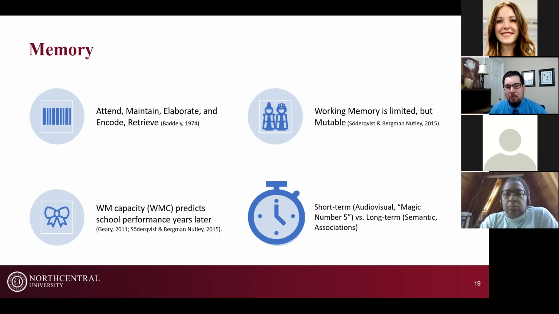Working memory capacity predicts school performance years later. Furthermore, working memory in preschoolers has been shown to predict future risk of dropping out of high school. Working memory can be improved to show better academic performance years later. If we can get information into our long-term memory, we might just remember it on the test, and maybe for a long time.